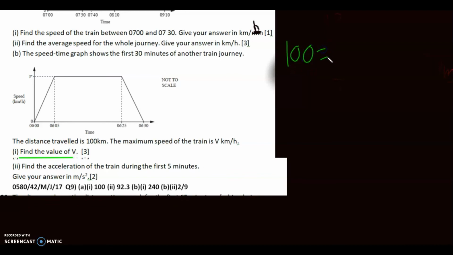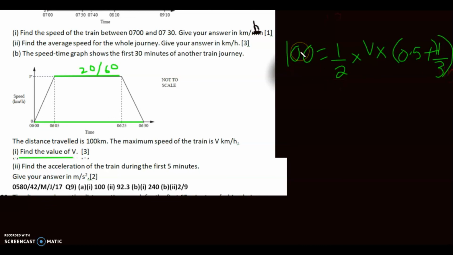Distance is equal to area under the graph, and this shape is a trapezium. So half times height, which is v, times sum of parallel sides, which should be in hours, since the y-axis is in kilometers per hour. So 6 to 6:30 is half an hour, so 0.5 plus we have 5 till 25 minutes. So that's 20 minutes, which makes 20 upon 60, which makes 1 upon 3. So this would be 1 upon 3.